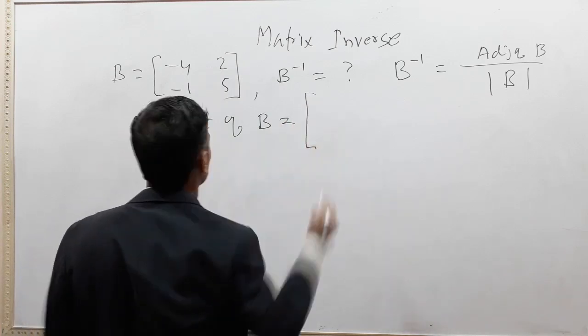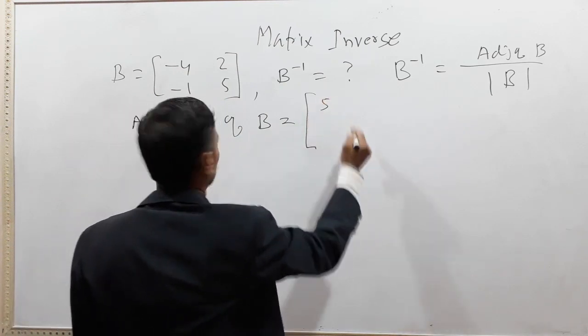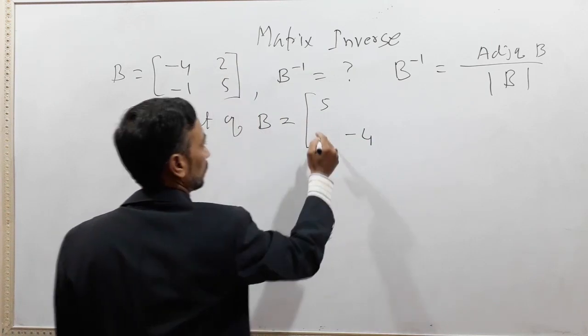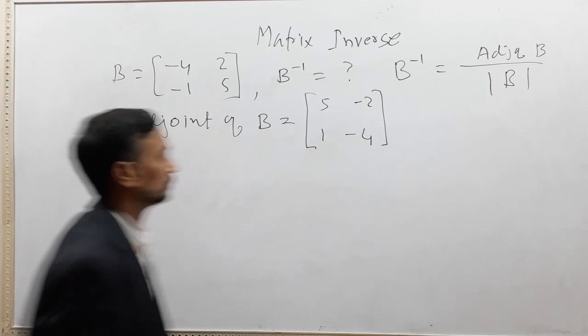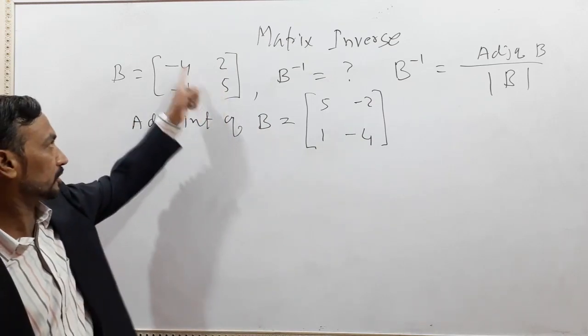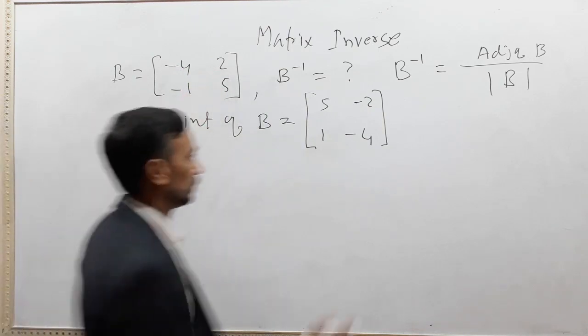For the adjoint of B, simply we'll change the places. It's going to be 5 and minus 4, and we'll change the sign, so it's going to be plus 1 and minus 2. Very simple. The first diagonal's places have been changed and the signs of the second diagonal have been changed.